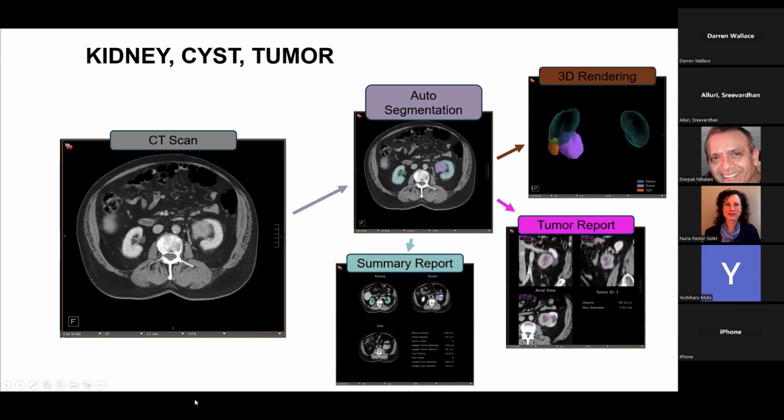And then, as I mentioned, also trying to go after not just characterization of cysts, but actually predicting malignant tumors as well. So this is another project related to not only segmenting kidney and simple cysts, but also complex tumors, and providing metrics related to the tumor in terms of volume, max diameter, and these types of things.